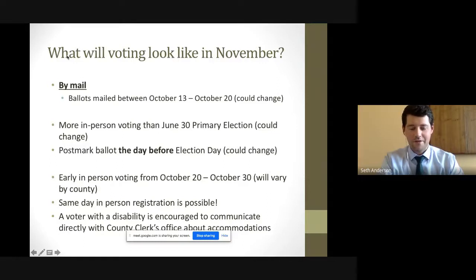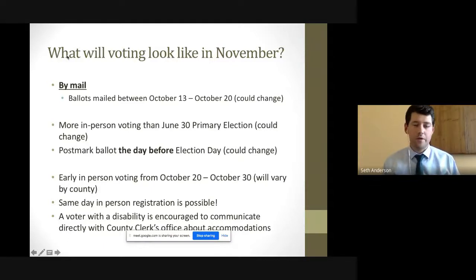You don't really have to think too hard to know why that's a popular option amongst voters, to be able to register on the same day of the election and be able to vote. So we do expect in-person voting and same-day registration to be possible on election day. And as always, all of this is a big asterisk.